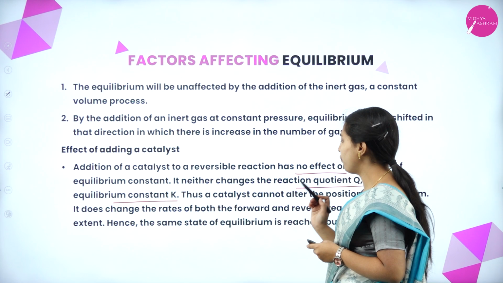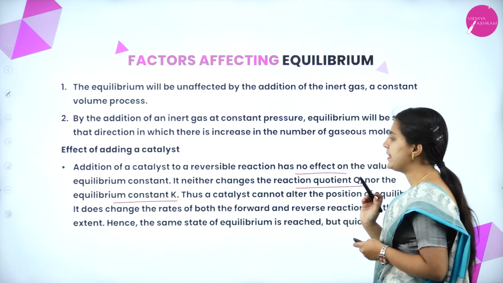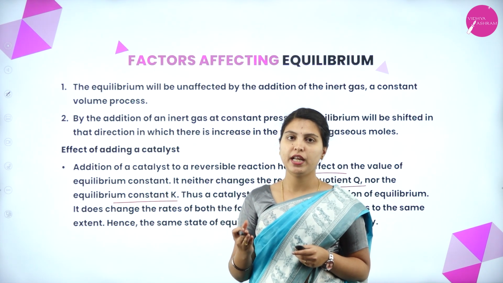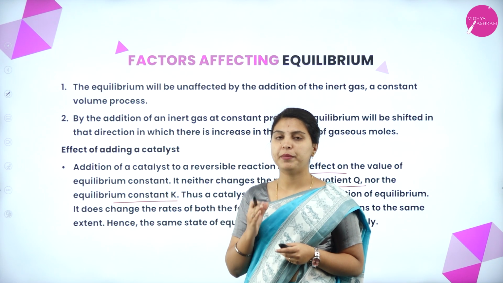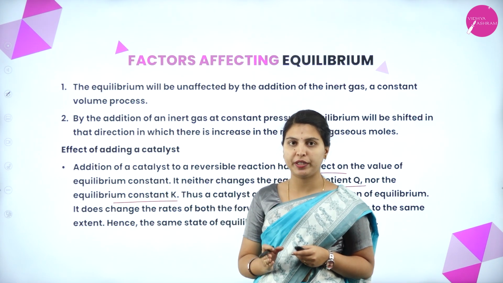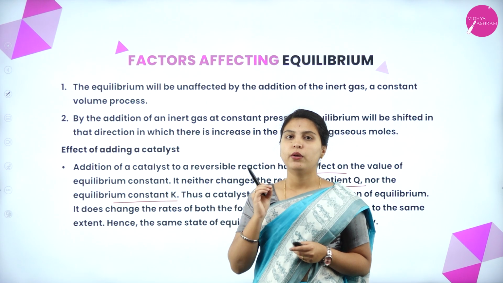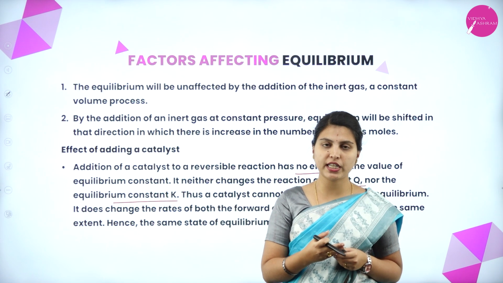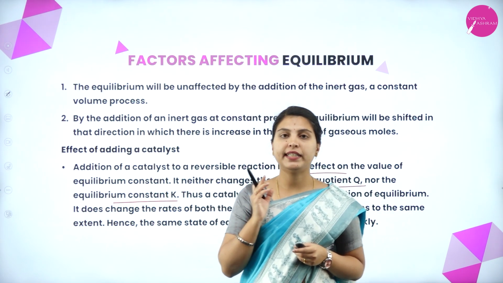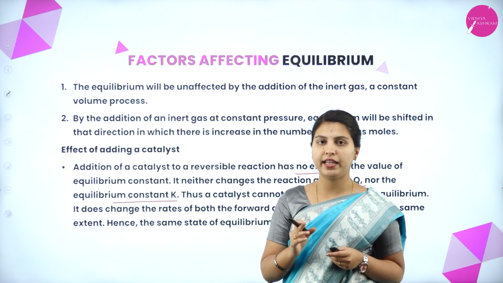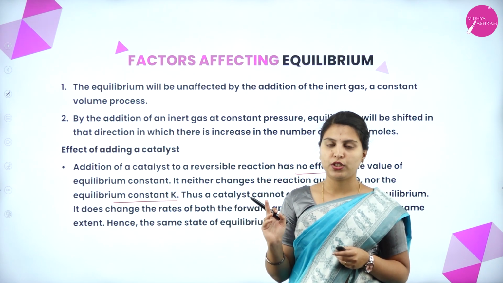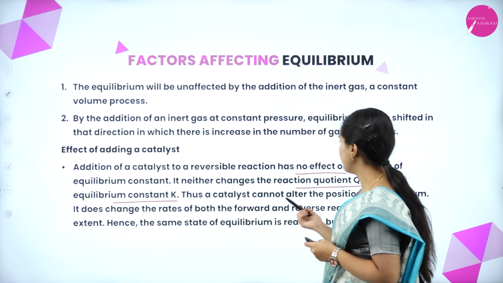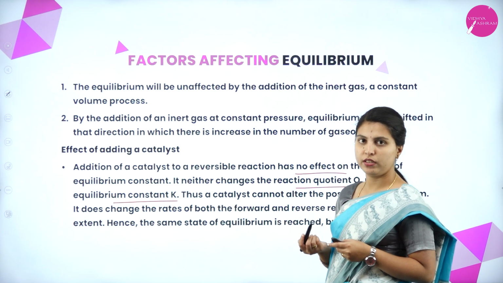It changes the rates of both forward and reverse reactions to the same extent. What is a catalyst? It will enhance or decrease the rate of a reaction but does not change the position of equilibrium. Here you have to understand, once again I am telling, a catalyst will change the rate of a reaction in the forward or backward direction, but it does not change the position of equilibrium. So it will not affect the equilibrium constant or the reaction quotient.